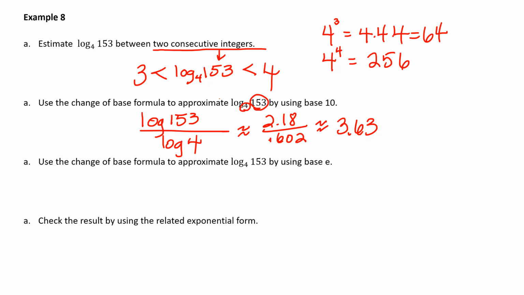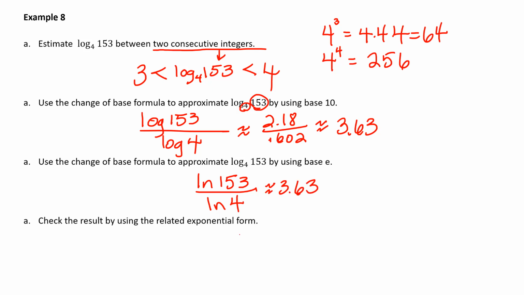Now use the change of base formula to approximate log base 4 of 153 by using base e. All right, so we're just going to do the same thing. Natural log of the number 153 over natural log of the base 4. I can punch that into my calculator.